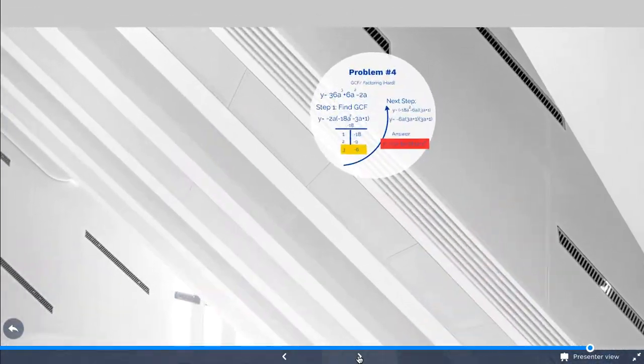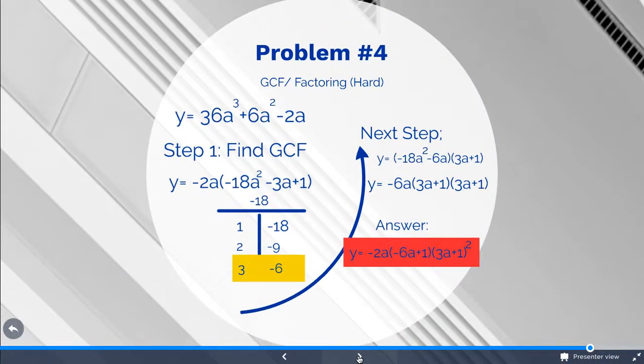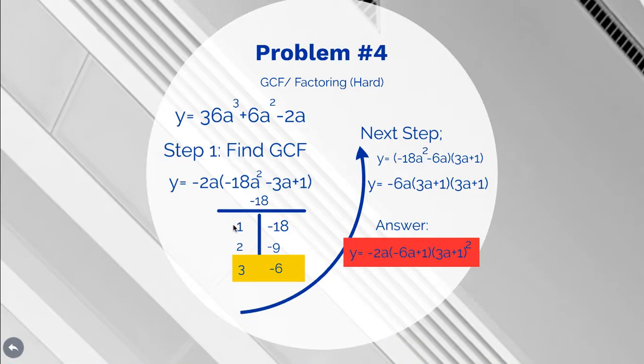And now moving on to problem 4, which is a little bit harder, but the same thing as GCF. Your equation is y equals 36a cubed plus 6a squared minus 2a. Your first step is to find your GCF, which is negative 2a, and so your equation now is negative 2a(negative 18a squared minus 3a plus 1). Now you're going to find two numbers that multiply to get negative 18 but add to get negative 3. Those two numbers are 3 and negative 6.